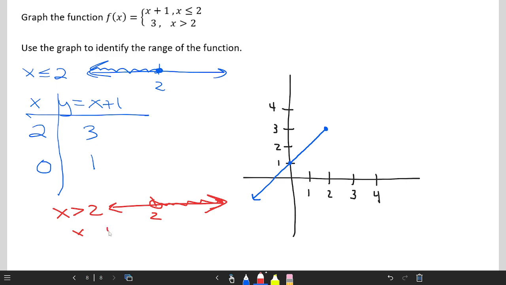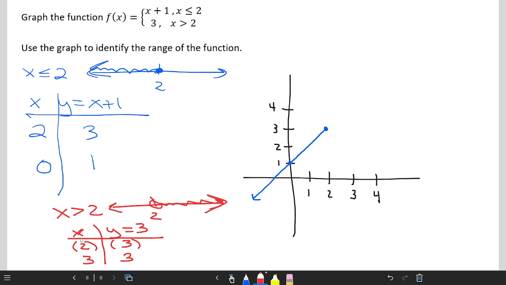So again, we want to know where that open circle should go. We know it has an x value of 2, but what's the y value? And then we need to pick another x value, something greater than 2, and substitute it in. Now, we actually don't have a place to substitute it in here. It just says 3 for that second piece. So this is just the line y equals 3 that we're graphing, which is a horizontal line. All the y values are 3. So we'd have points like (2, 3), (3, 3), (4, 3), (5, 3).